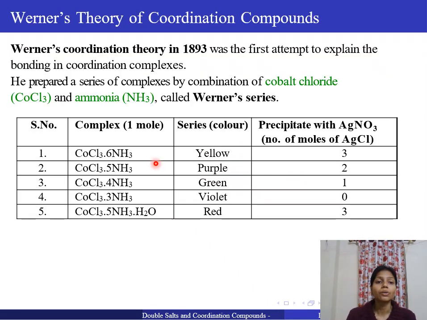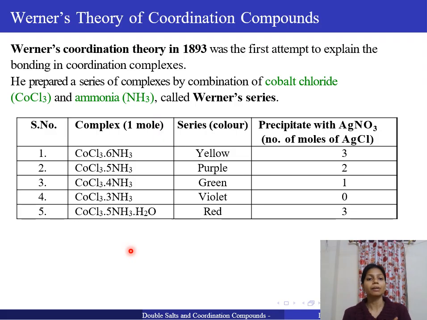Now we'll go to the starting of this. Who was Werner? Werner was the father of coordination chemistry. He started his research on this in 1893, and he also got the Nobel Prize for his remarkable discovery.